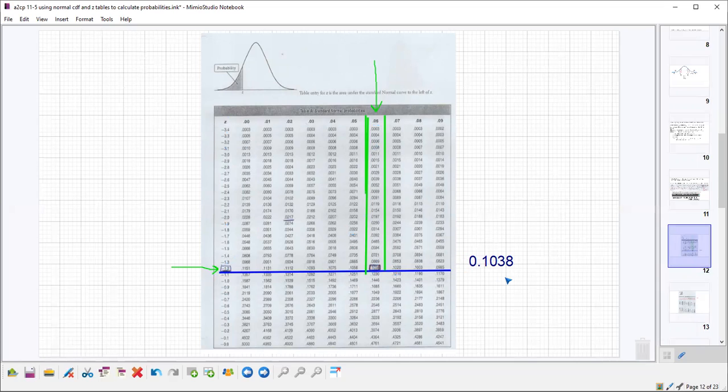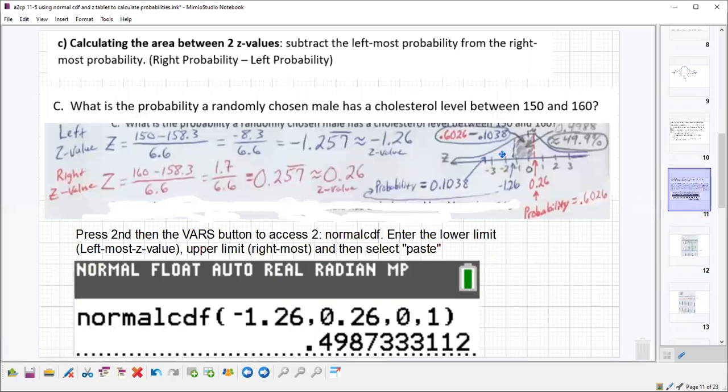Now, that is the area to the left, and only to the left, of negative 1.26. That's only this area right here. And my pen isn't working. There it goes. That's only that area. So how in the world are we going to find the area between them, the gray area right there?